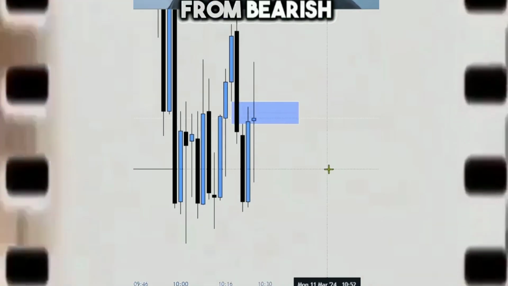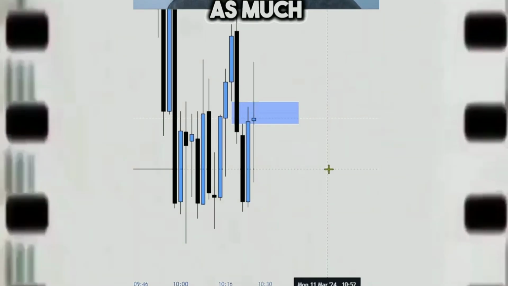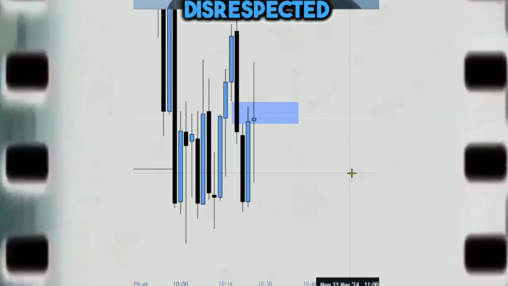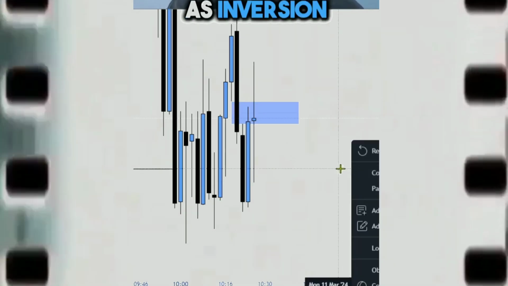If you want to be able to read where price action wants to go most of the time, then all you need to trade is fair value gaps. Now, stop trading fair value gaps wrong. If you trade fair value gaps like you have been taught, by only shorting from bearish fair value gaps, yes, you can make money, but you won't find nearly as much probability. Whereas if you wait for fair value gaps to be disrespected and use them as inversion fair value gaps.